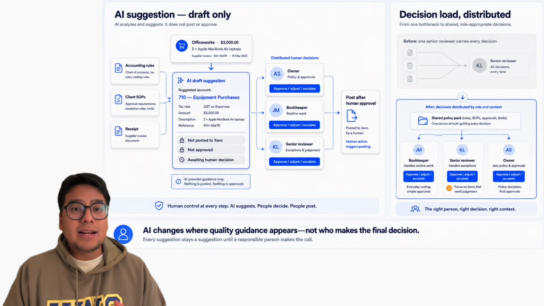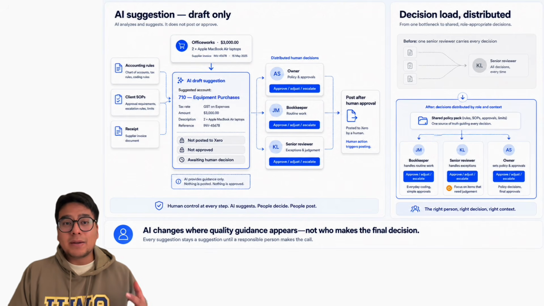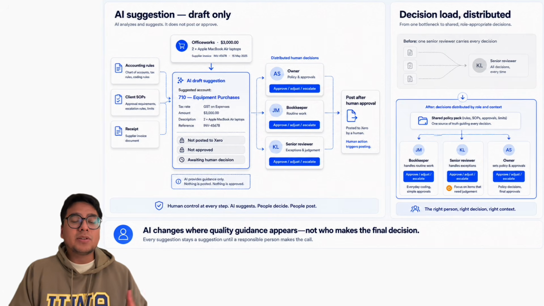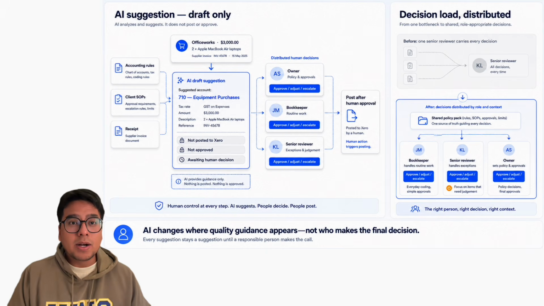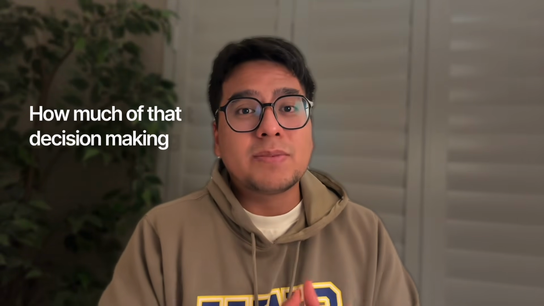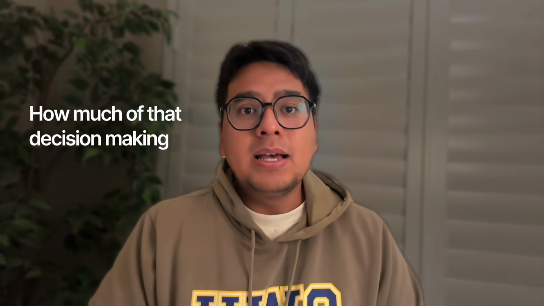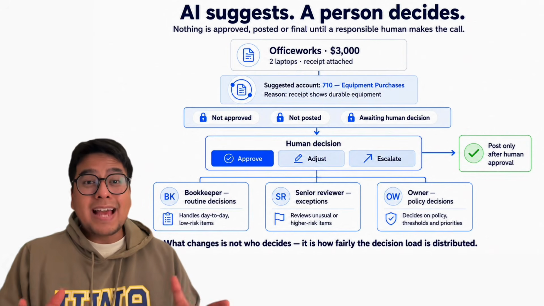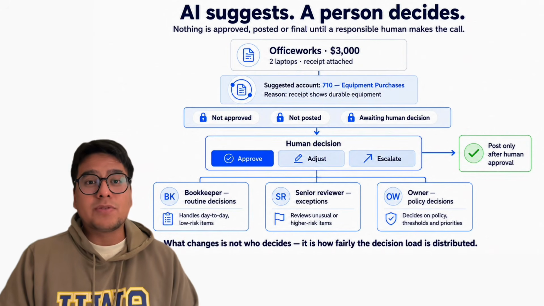Now, I want to be clear that nothing in this system posts to Xero automatically. The AI doesn't approve itself. Every suggestion always stays as a suggestion until a person, a human, which is the owner, the bookkeeper, the senior reviewer, makes a call. What changes really is how much of that decision-making load falls on any one person inside that business system. So now that I've described how that system works, how does it actually look like in practice? And how easy is it to set up and use for your team?